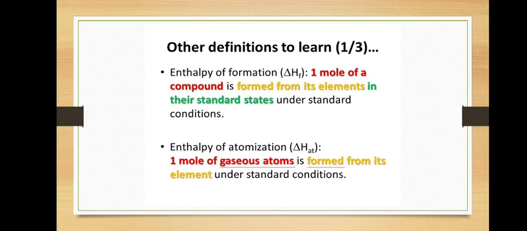Now we have some standard definitions here. For example, enthalpy of formation. Although this is not part of your reduced syllabus, I think you must know it in order to understand the topics clearly and to have clear concepts. Enthalpy of formation is the enthalpy change that takes place when 1 mole of a compound is formed from its elements in their standard states under standard conditions. That is called standard enthalpy of formation. Enthalpy of atomization is when 1 mole of gaseous atoms is formed from an element under standard conditions.